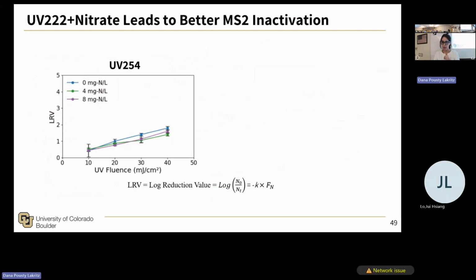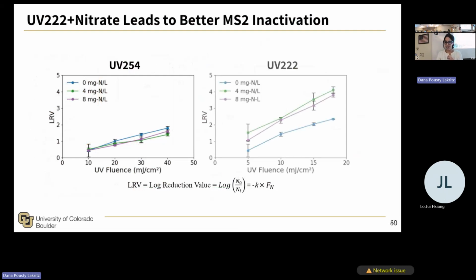But let's see what happened with the 222 nanometer. When we add this nitrate, we can achieve higher log reduction than if we are not adding this nitrate. So it means that something happens there, and some reactive oxygen species and reactive nitrogen species are generated, oxidizing the viruses, and then it enhances the inactivation.